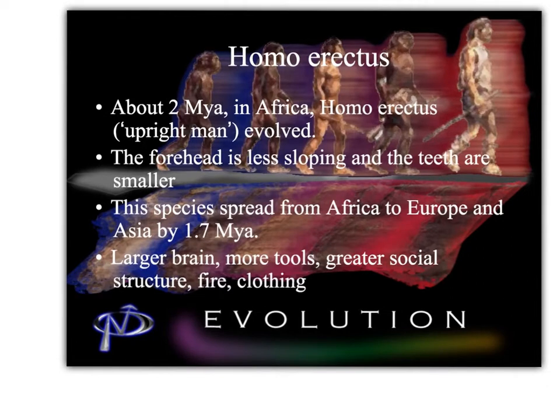So just as a summary, this is what we had on those other diagrams. The species spread from Africa to Europe and Asia by 1.7 million years ago, so it did travel a lot. They had a big brain. They used tools. They had a much better social structure. They had fire and some evidence of clothing. And once again, a direct ancestor of modern humans.